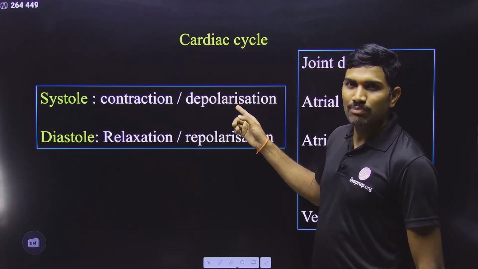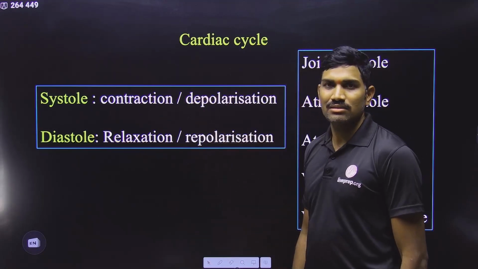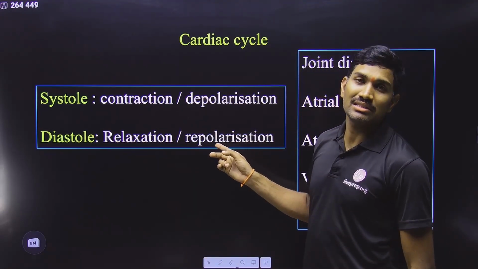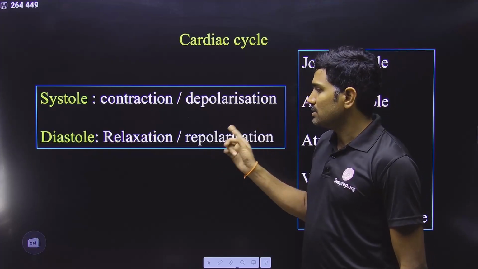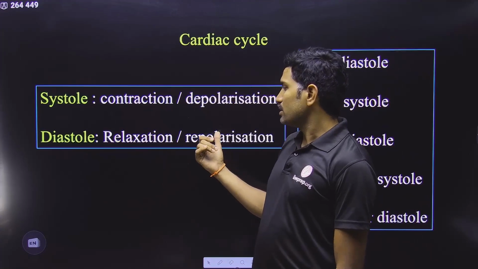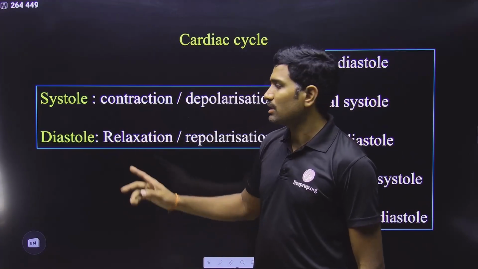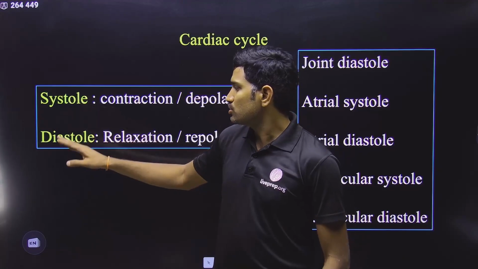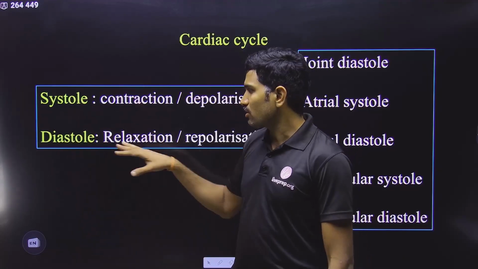Next one, depolarization will result in contraction, but opposite to this will be repolarization. If repolarization is there, it will come to the relaxed state. So repolarization will be the relaxed state, and the relaxed state is also called diastole. Understood or not? So in this way, we are talking about systole and diastole.